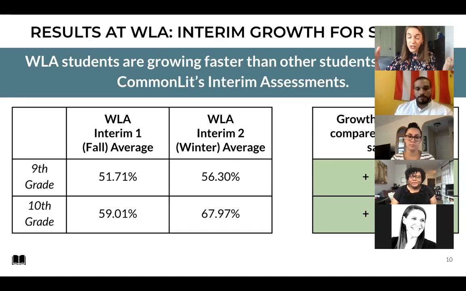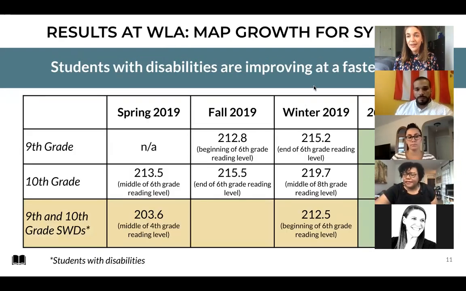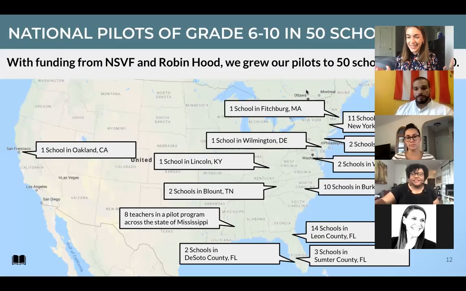So we were administering these assessments to WLA, but also to schools that didn't have access to 360. And so we could look at their growth comparatively. And we also saw that our efforts to really lean in and support all students through the program was working. We saw that students with disabilities were improving at a faster rate. So this led to an expansion.